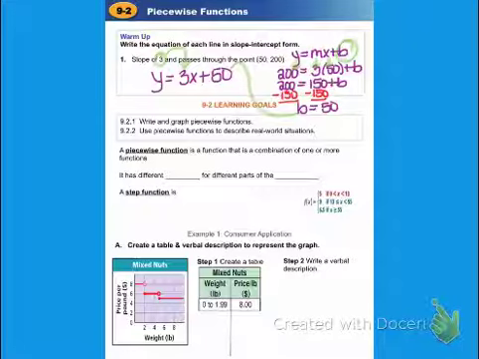Alright, so thanks for giving the warm-up a try. I know it's been a little while since we've done linear functions and written equations in slope-intercept form, so hopefully that came back to you pretty quickly.